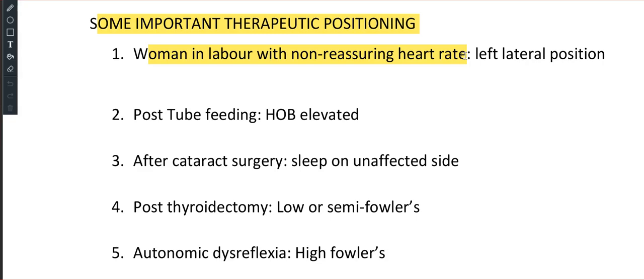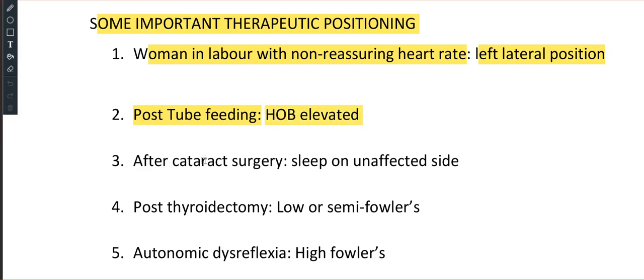So if it's going low or there are decelerations, ask the person to bear the left lateral position, right? If you post tube feeding, if you have given NG tube feeding, you do not want this gastric content to hurry up, or to be going into the intestine very fast, or to regurgitate, right? Basically it's to prevent regurgitation. We keep the head end of the bed elevated.